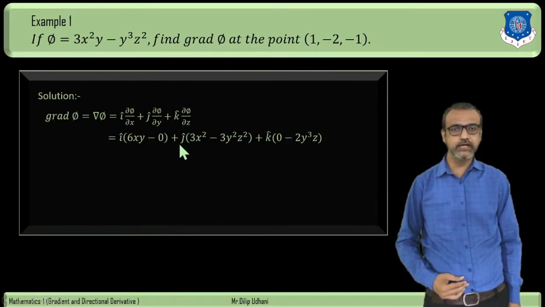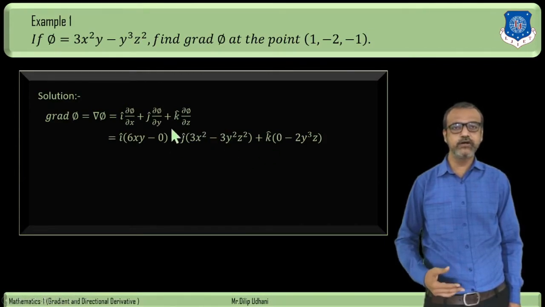Then we have j cap. Now del phi by del y. Del phi by del y means partial derivative of phi with respect to y. So we have to keep x and z constant. So 3x square will be as it is, and derivative of y with respect to y is 1. Then the minus sign will be as it is, z square is constant, so it will be as it is, and derivative of y cube is 3y square. Then plus k cap will be as it is.